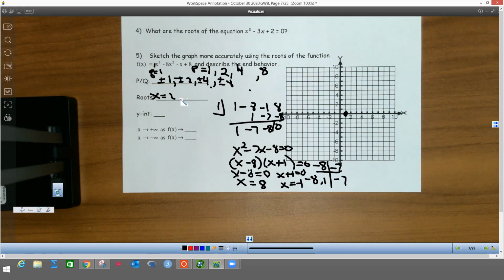So those are my roots: 1, negative 1, and 8. I'm going to come out here to 8 and put a dot. I'm going to put a dot at negative 1. Now I'm supposed to get my y-intercept. That means I plug zeros in for all the x's. So 0 cubed minus 8 times 0 squared minus 0 plus 8 will always just give me the constant. So my y-intercept is 8. I come up here to 8 and I put a dot.